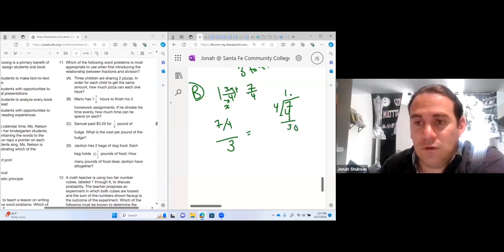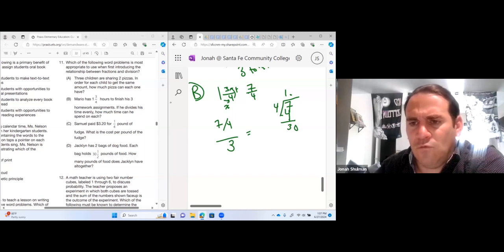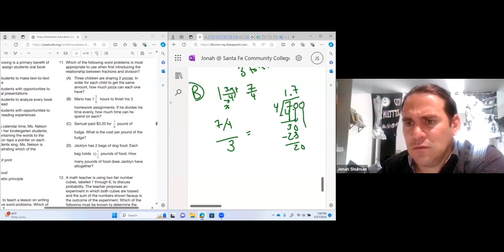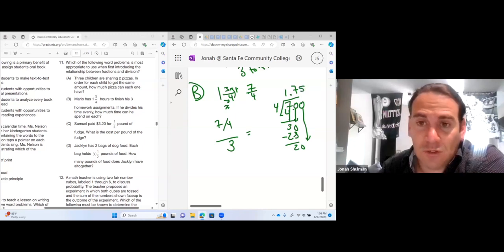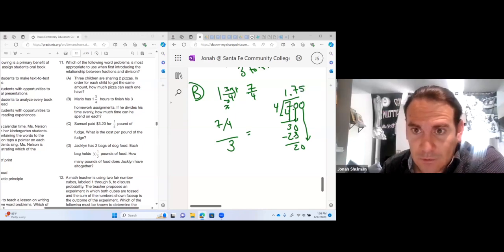And 4 goes into 30. Well, 4 times 5 is 20. 4 times 6 is 24. 4 times 7 is 28. I bring down, because I have the dot, I'm allowed to put as many zeros as I want. And 4 goes into 20 5 times. So 1 3/4, or 7/4, is the same as 1.75.